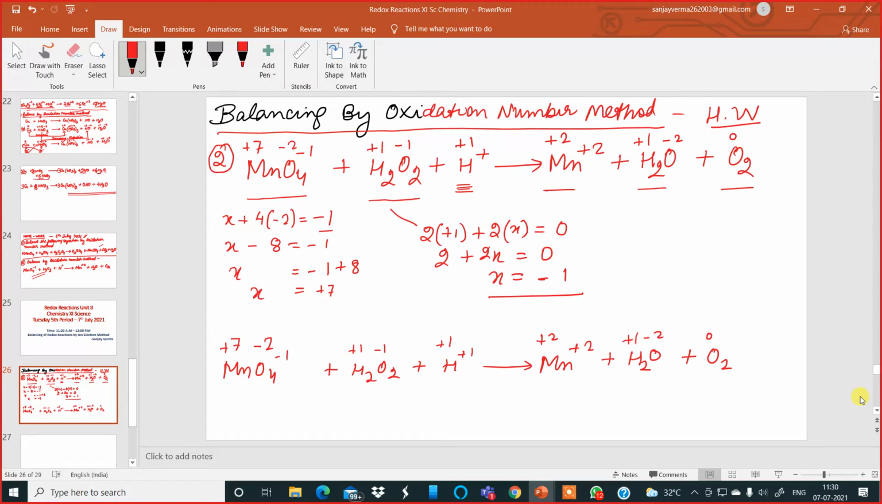Now we are supposed to identify in which atom or ion there is a change in oxidation number. I will check. Manganese is changing from plus 7 to plus 2. So is it increasing or decreasing? Tell me. It is decreasing.